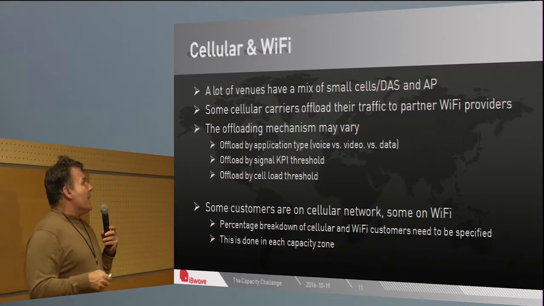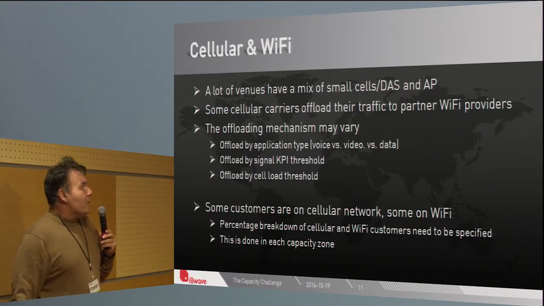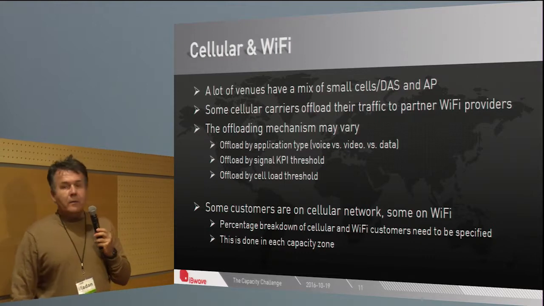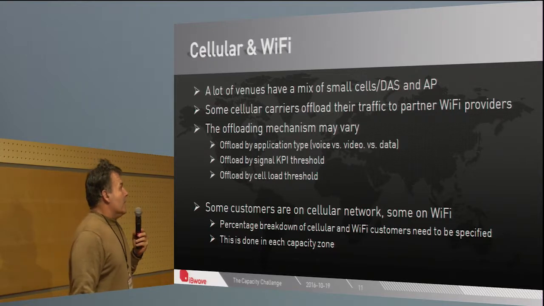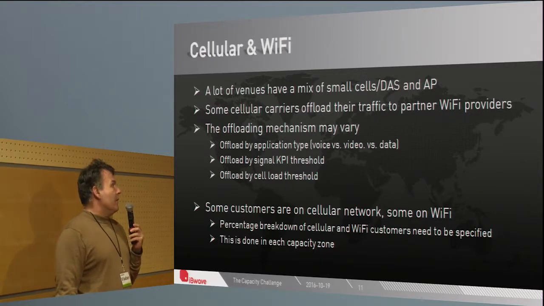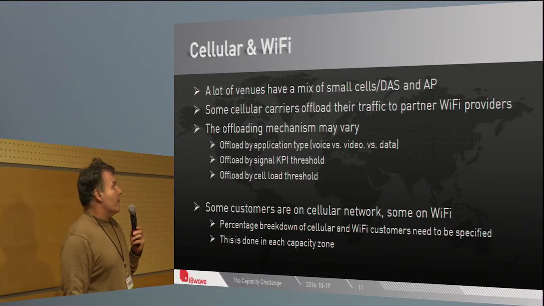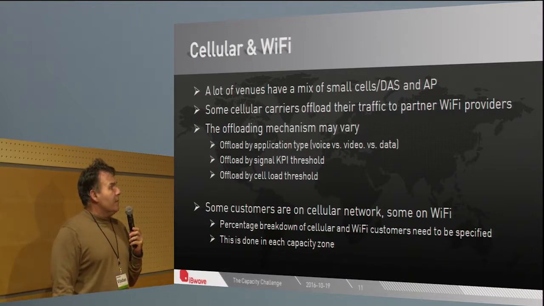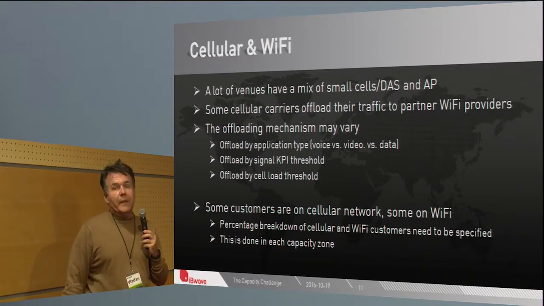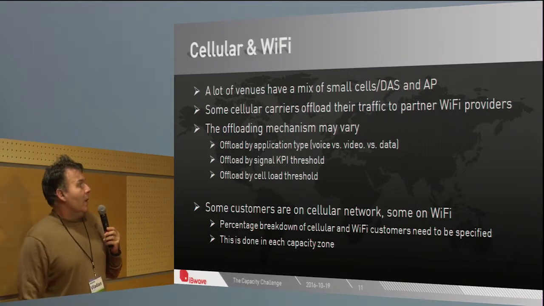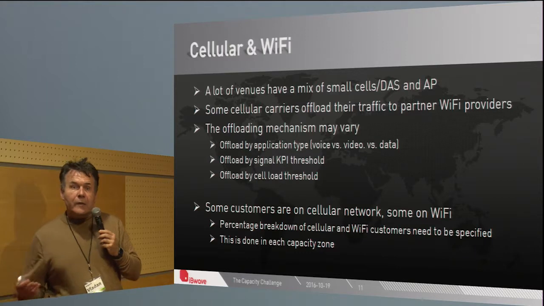So my next topic is, well, cellular and Wi-Fi. A lot of venues have a mix of small cells or DAS and Wi-Fi APs. Some cellular carriers have a habit of offloading their traffic to partner Wi-Fi providers. And the offloading mechanism may vary. It could be offload by application type. They may decide to offload all voice and all the video and then just keep data on cellular.